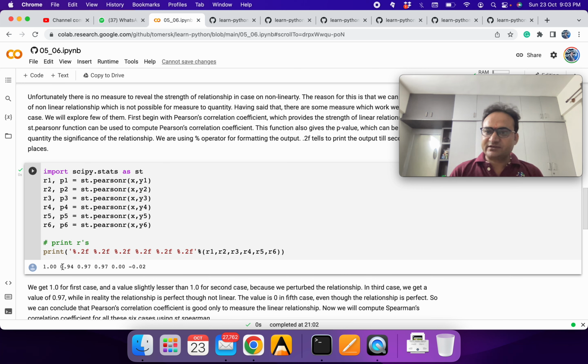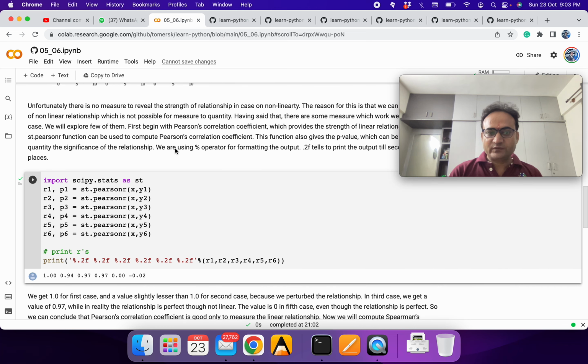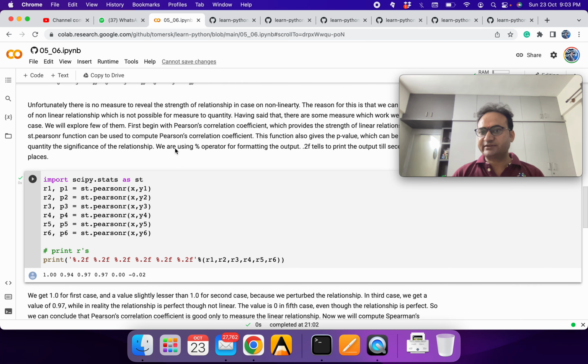You can try increasing or decreasing the magnitude of noise, and this 0.94 should correspondingly decrease or increase. So you can see how it's working. So far so good, Pearson correlation is doing a good job. Let's go to the third case. We know the third case is the quadratic function, the C part, where it's a perfect relationship, there is no noise in it. So for any good statistical dependence measure, we should expect the highest value, which is 1 in this case, but it's giving a value of 0.97. Even when we slightly add noise to it, it's giving 0.97.